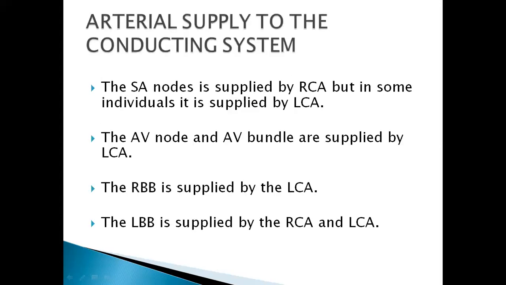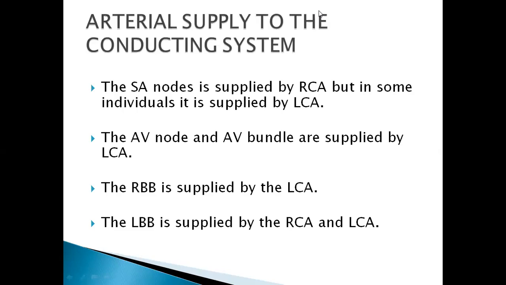Now, what is the arterial supply to the conducting system of the heart? That is the SA node, AV node, bundle branches, right bundle branch, left bundle branch. The SA node is supplied by the right coronary artery, but in some individuals it is supplied by the left coronary artery. The AV node and AV bundle are supplied by the left coronary artery. Right bundle branch is supplied by the left coronary artery. Left bundle branch is supplied by the left coronary artery and the right coronary artery. Clear then?